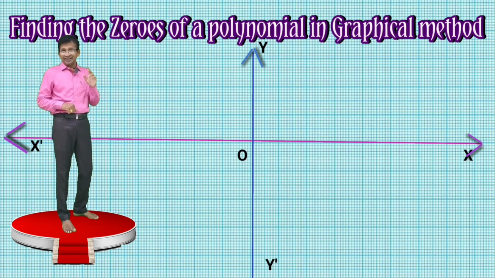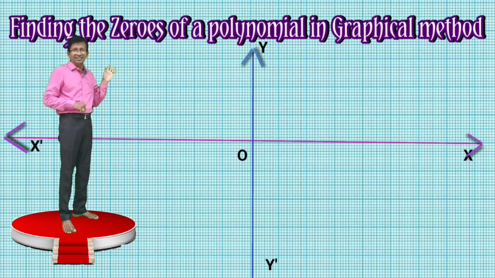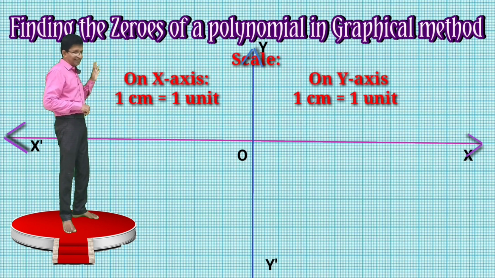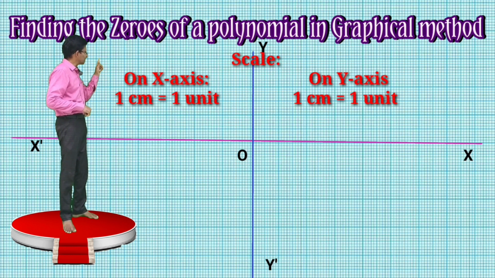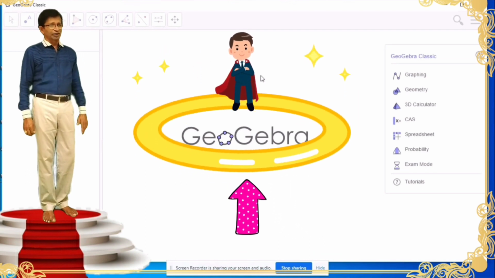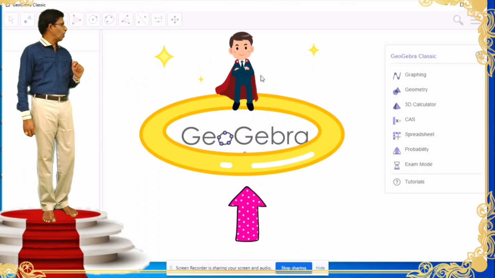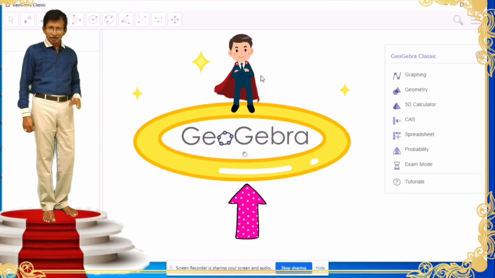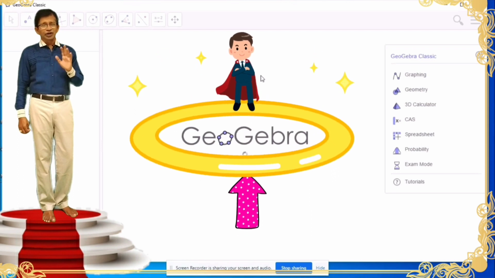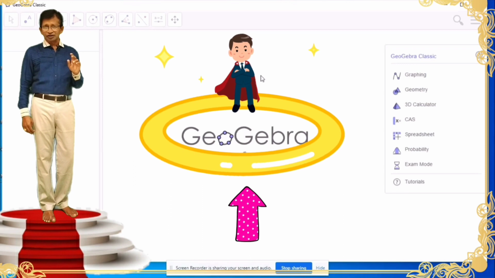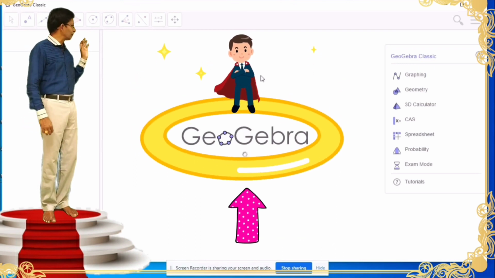Now take convenient scales on both x and y axis. Here the scales are: on x axis 1 centimeter is equal to 1 unit, on y axis 1 centimeter is equal to 1 unit. By using the software of GeoGebra, I would like to explain how the points are plotted and the parabola is drawn. In a similar way, you can also draw the parabola on a sheet of graph paper, which gives us the solution for the given problem.